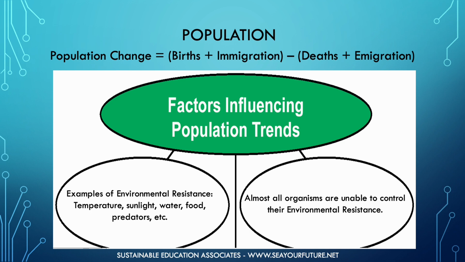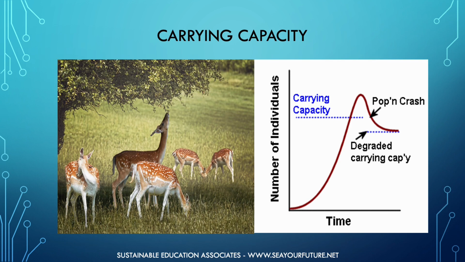Almost all organisms are unable to control the amount of environmental resistance they face. Let's take a look at a very basic example of carrying capacity. Based on the amount of sunlight, rain, temperature, and soil conditions, a specific amount of grass can exist in an area. If deer move into that area and there are no natural predators, their population will continue to increase at an exponential rate. However, as more deer populate the area, grass is consumed at higher rates. Eventually, the grass cannot keep up and the plant's population will decline. Without enough food to support their numbers, the deer population will, in turn, begin to fall.